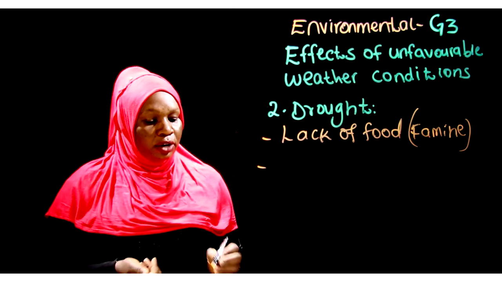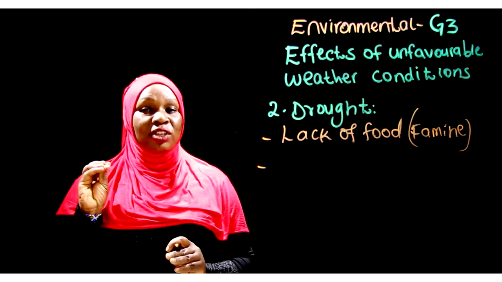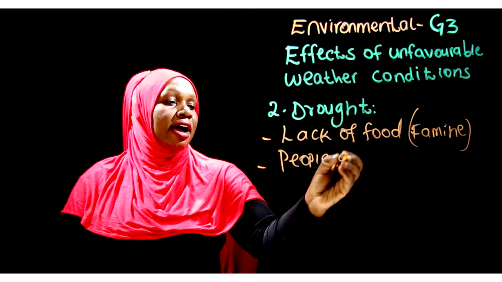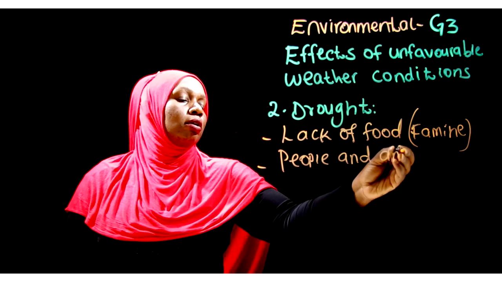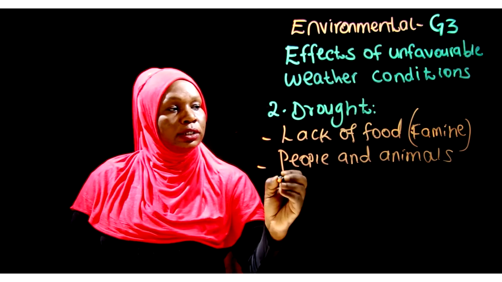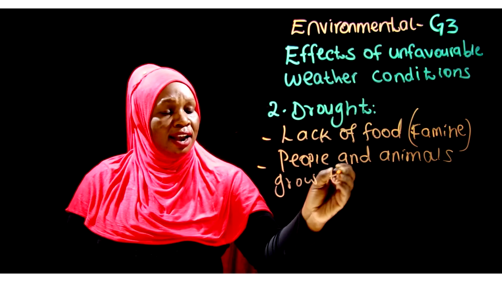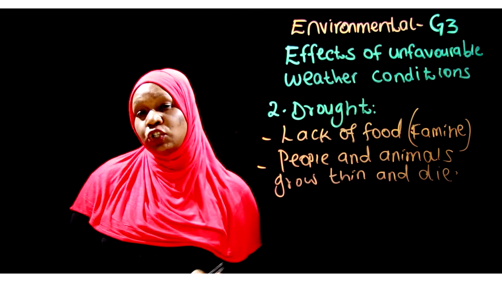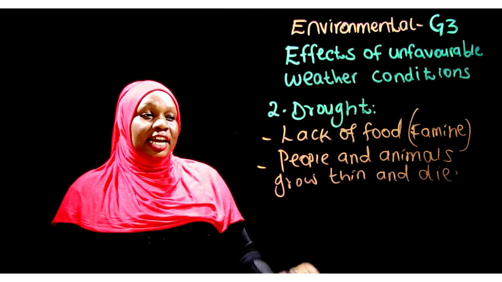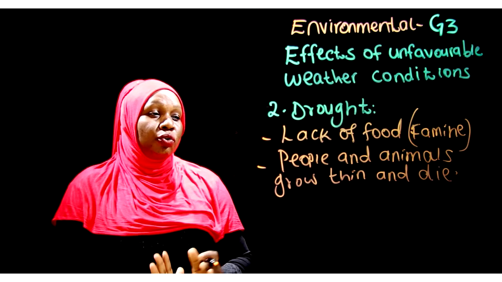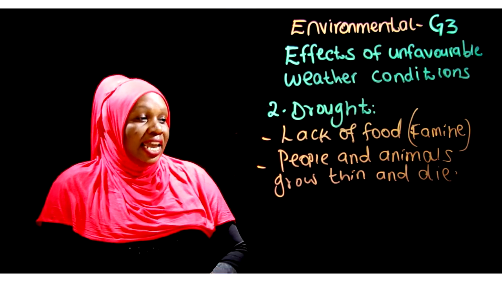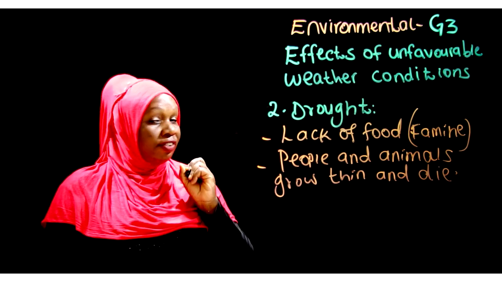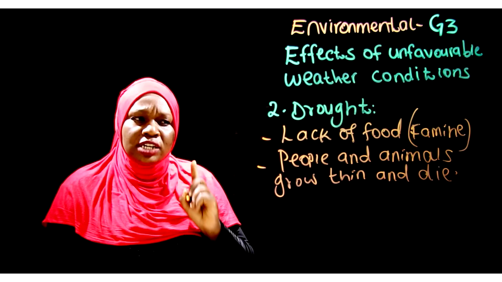And the second one, you'll realize that people and animals grow thin and die. Yes, very true, because they don't have food. They're not eating. So what happens to them? They're going to grow very, very thin. And at the end, they even end up dying. So a drought is a very harmful weather condition.